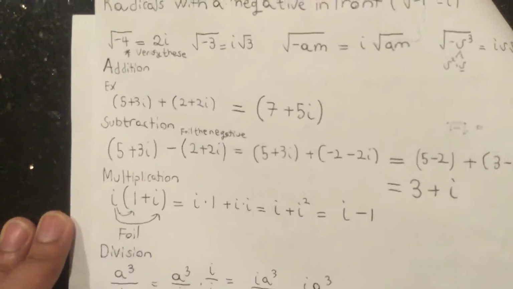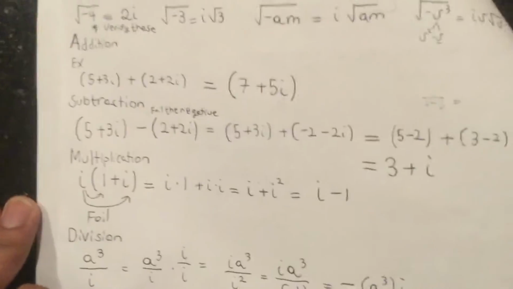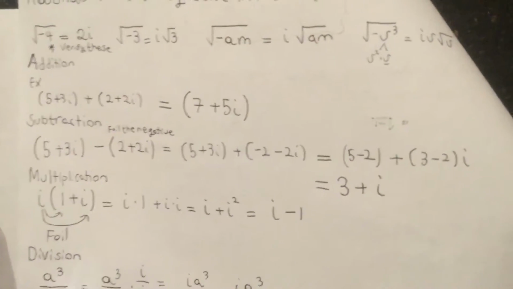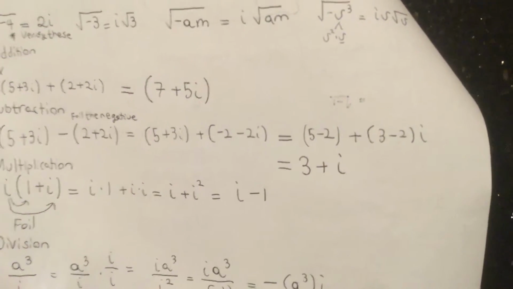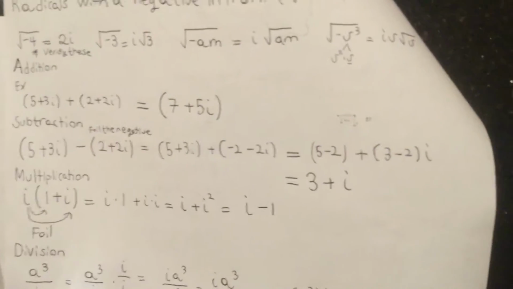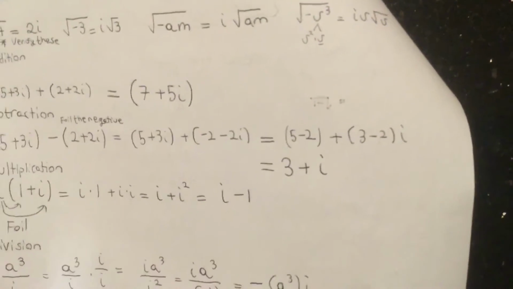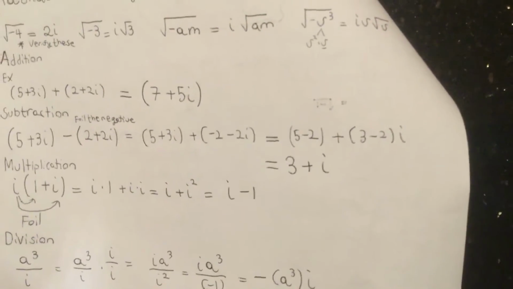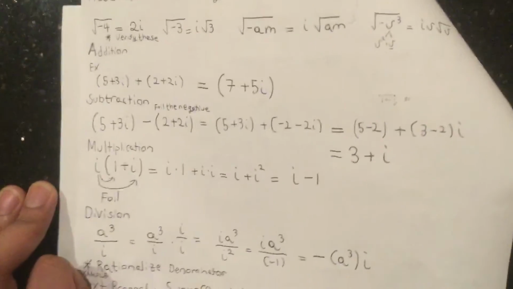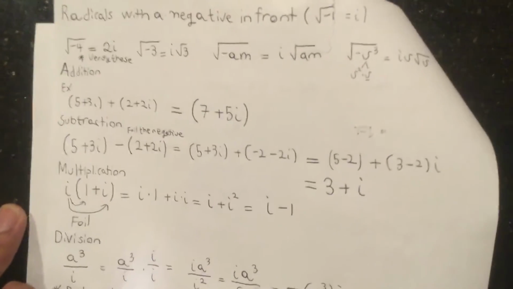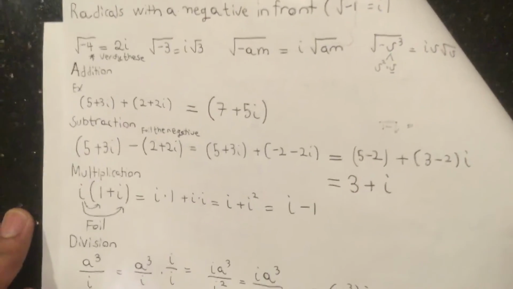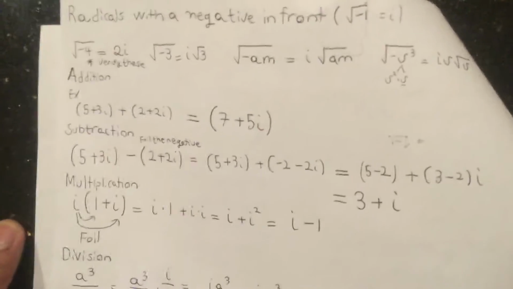Now, subtraction, you just do the same. Just remember to distribute out the negative if you don't like the negative being there out in front of the parentheses. 5 plus 3i minus 2 minus 2i. This will be 5 minus 2 is 3. And 3 minus 2 is 1, so i. 3 plus i. That is what you get after you do the subtraction operation of the complex number variable. The difference of the two.